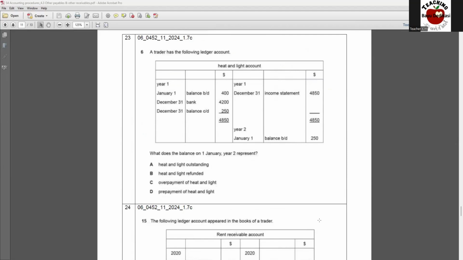Question 23. A trader has the following. This one is an expenses account. So expenses account, bank in the debit side, income statement of profit or loss in the credit side. So what does the balance on 1st January? 1st January, but they are asking year 2. That means they are asking this one. This one is a current liability. Expenses owing is a current liability. Owing means outstanding. Okay, the answer is A.